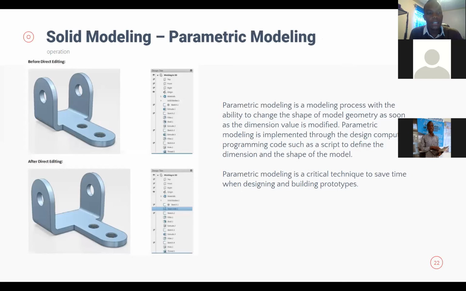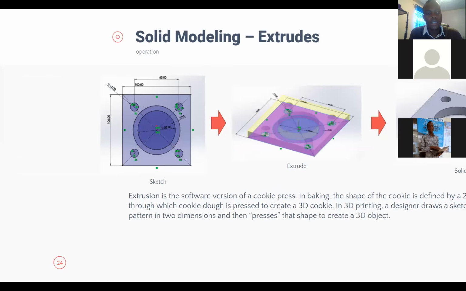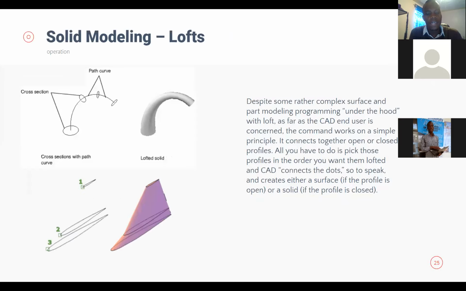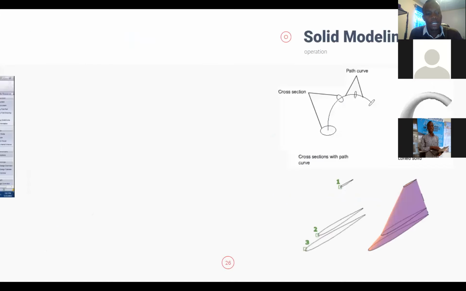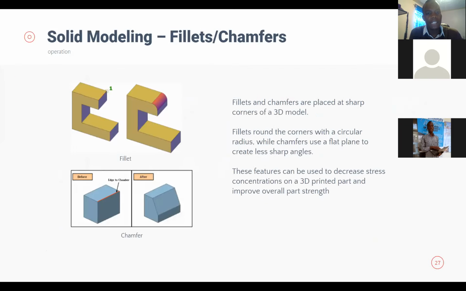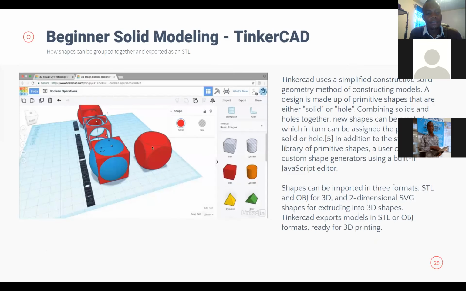So, parametric modeling, then we looked at extrude. We did all that. Today we want to look at revolve, but I'll just go through whatever we did yesterday briefly. Then we look at the revolve, then we look at loft, how to do loft, and then cut. I think cut we had already done. Chamfer and fillet we had already done. Tinkercad, we are not using Tinkercad, we are using Fusion 360. Then that will be the end.